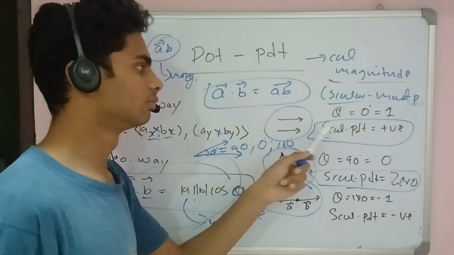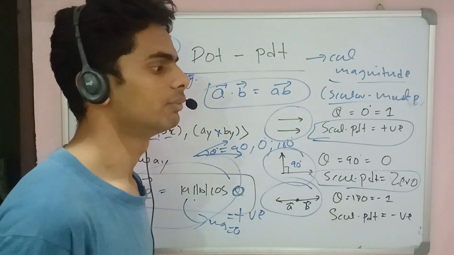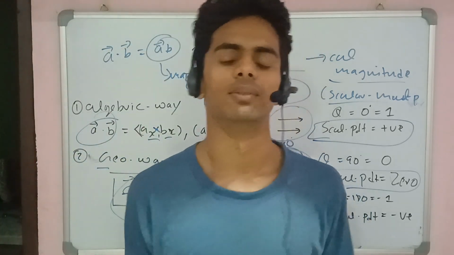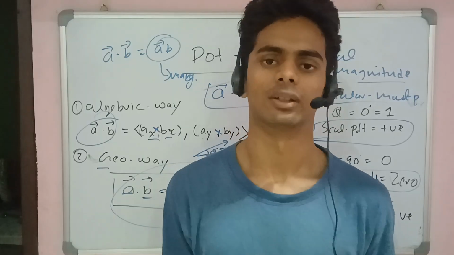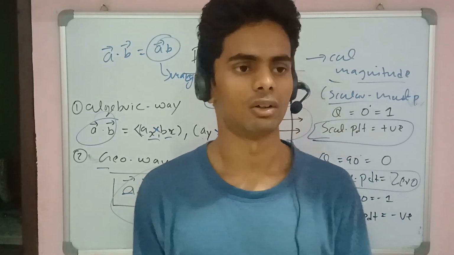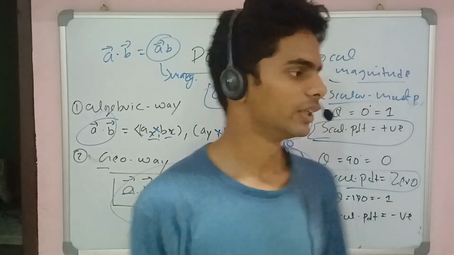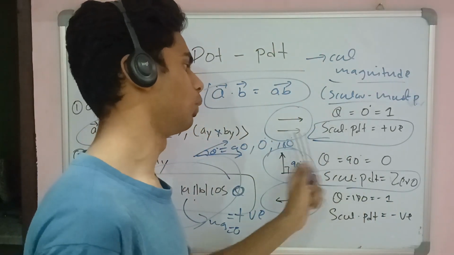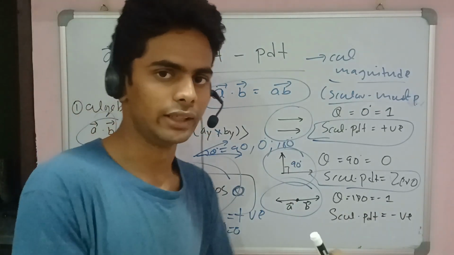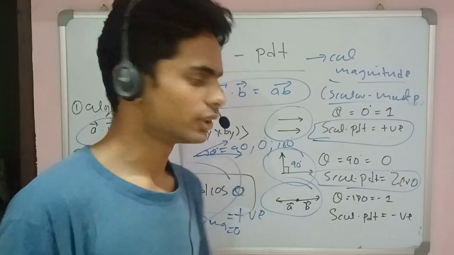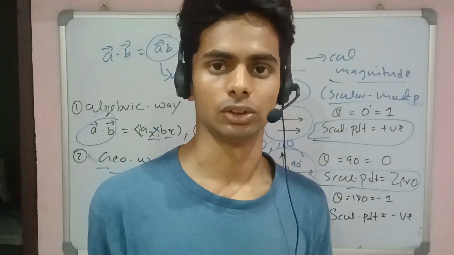So this one is scalar product positive, scalar product zero, and scalar product negative. That's how you can decide the visual behaviors of both vectors. So that's a way to understand how vectors behave differently. If it is positive, they are parallel, and if the scalar product is zero, both vectors are perpendicular to each other. And if the scalar product is negative, then both vectors are opposite in direction. So that's all about it.